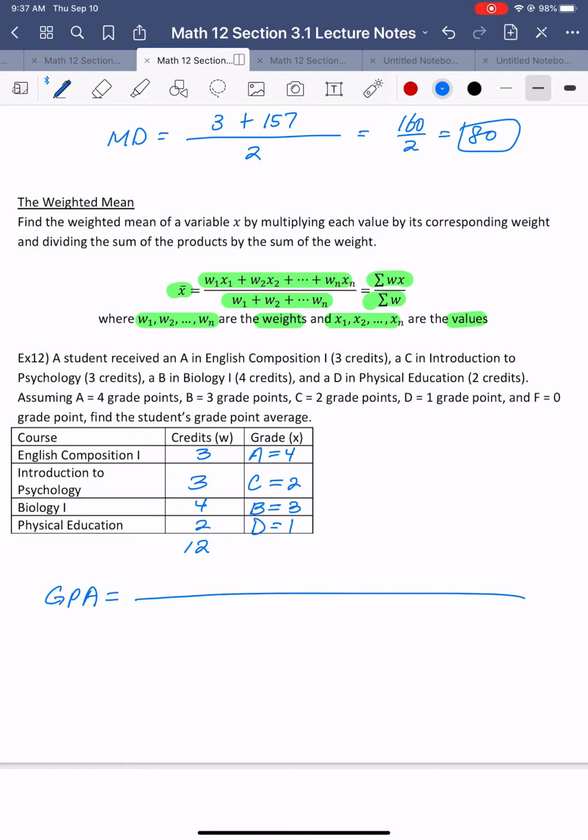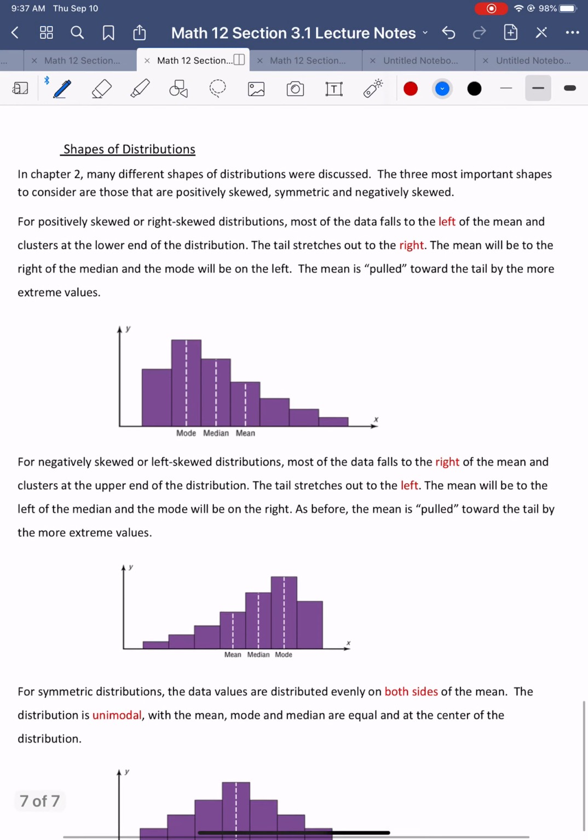So what I do first, we need to multiply the weight by the value, which is 3 times 4, 3 times 2, 4 times 3, and 2 times 1, and then divide by the sum of the weights. When you do that, you get 32 over 12, approximately 2.7, which gives him a C. So even though he got an A and a B, he got a 2.7 overall, which is a C, right?